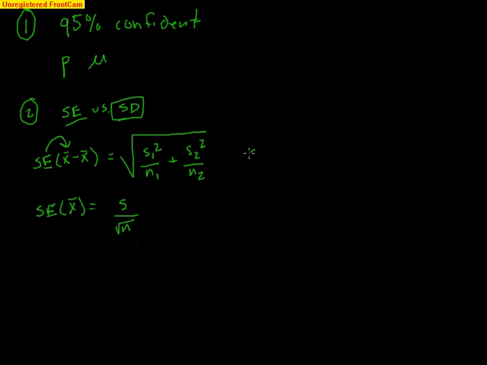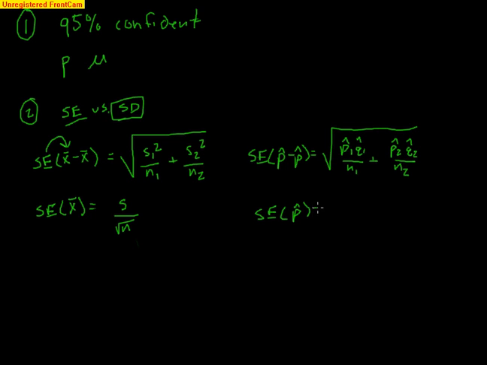If we're working with proportions, the standard error of the difference between two sample proportions is the square root of the first p hat q hat divided by sample size plus the second p hat q hat divided by sample size. If you're working with a single proportion, the standard error is the square root of p hat times q hat divided by sample size. So these formulas with proportions kind of look the same. When you're working with means, they don't look the same at all. So you got to make sure you realize that.